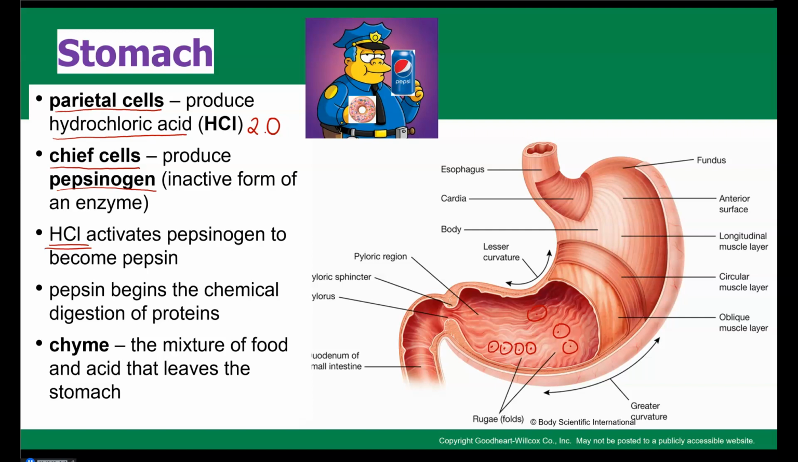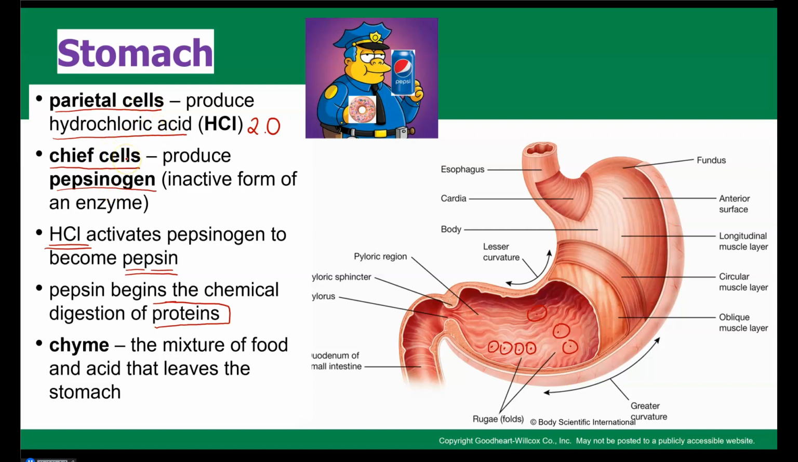So that's why you need the parietal cells to produce the HCl, which will then activate the pepsinogen that was produced by the chief cells. Once that pepsinogen is activated and it becomes pepsin, pepsin can begin the chemical digestion of proteins. So if you recall, the chemical digestion of carbohydrates began in the oral cavity, and the chemical digestion of proteins begins in the stomach.